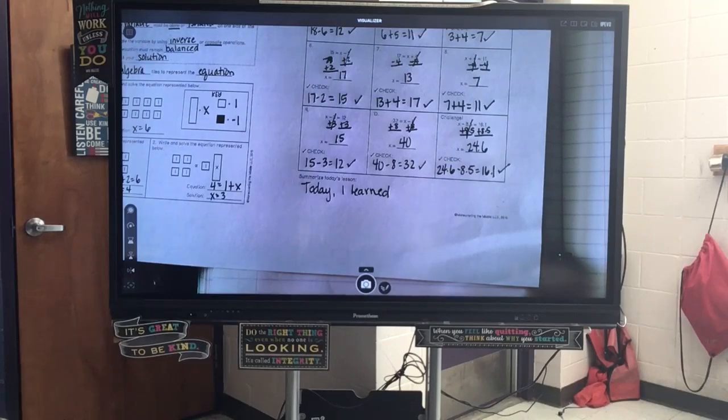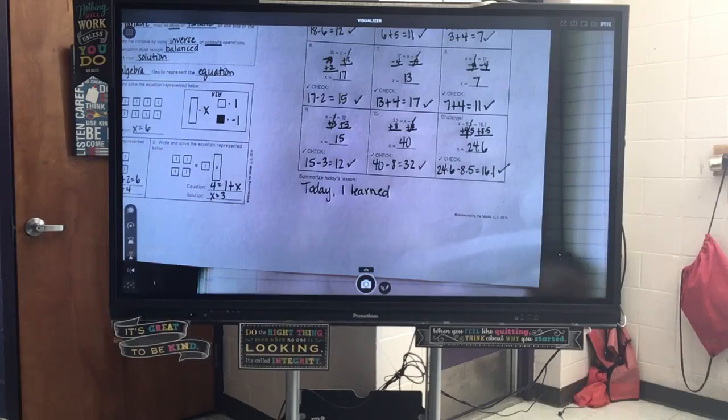I like it. Anybody else? Would you like to share what you wrote? All right, Jonathan, nice and loud. Today I learned that most equations are easier than they look, because you just copy the equation and then it's first grade math after that. I mean, essentially, that's very true.